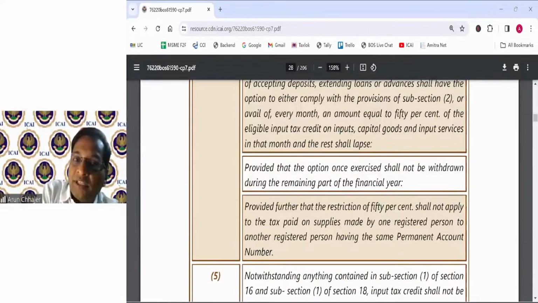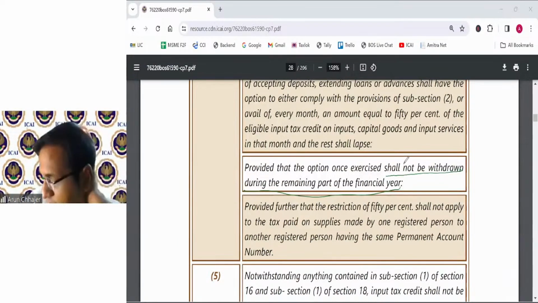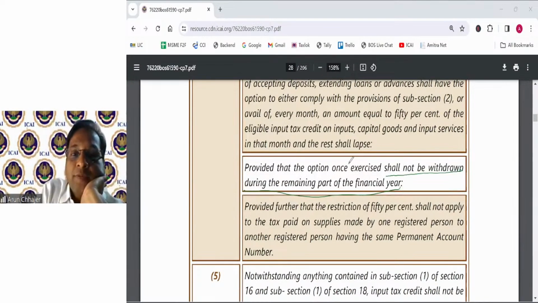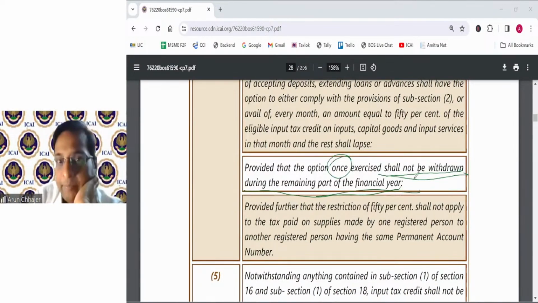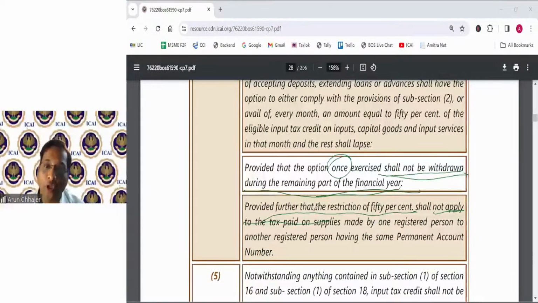Provided that the option once exercised shall not be withdrawn during the remaining part of the financial year. That is the first point. Second, provided further that the restriction on the 50% shall not apply to the taxes paid on supplies made by one registered person to another registered person having the same permanent account number.